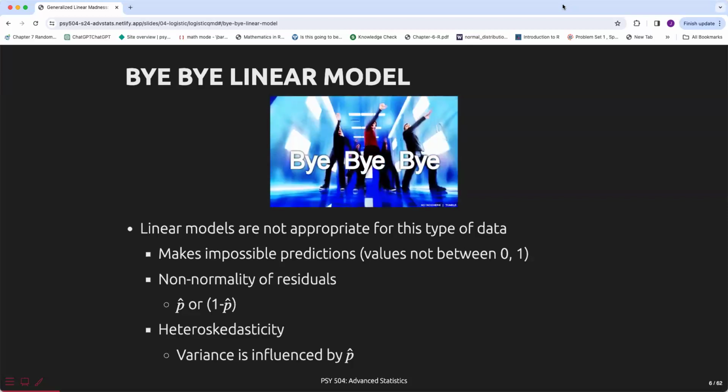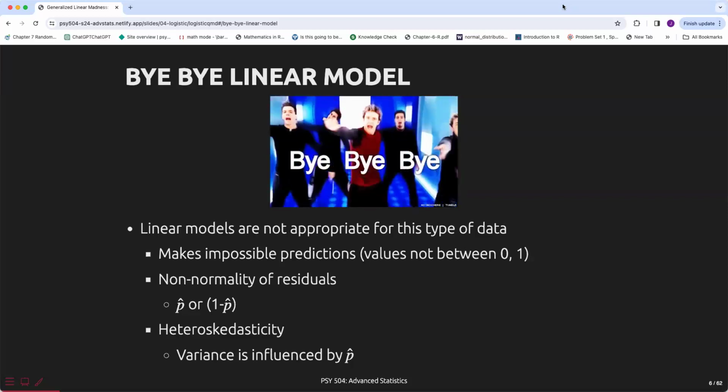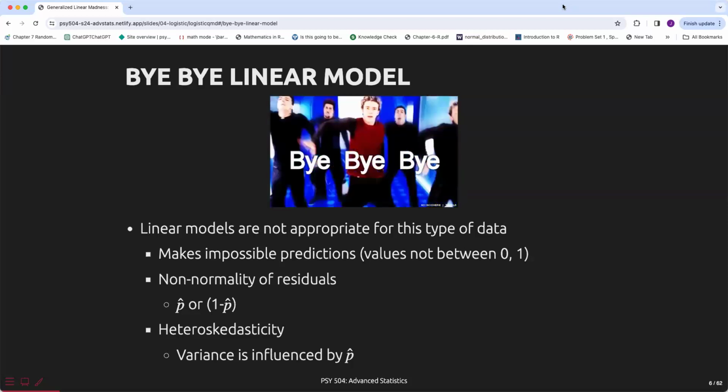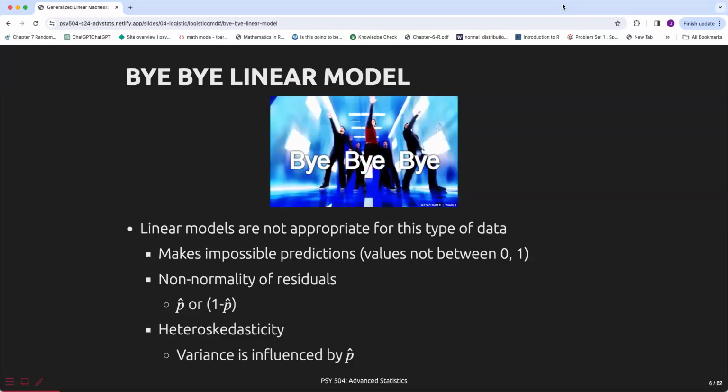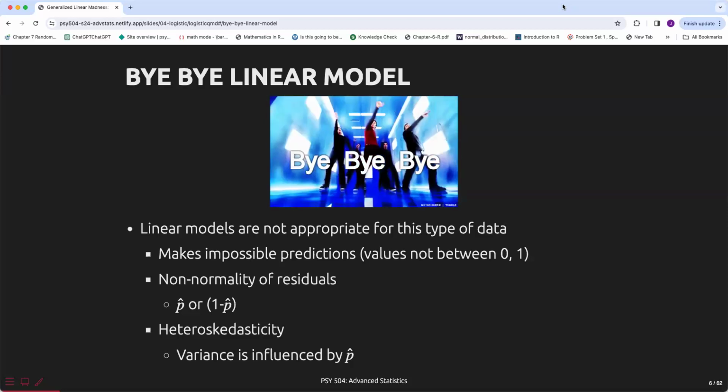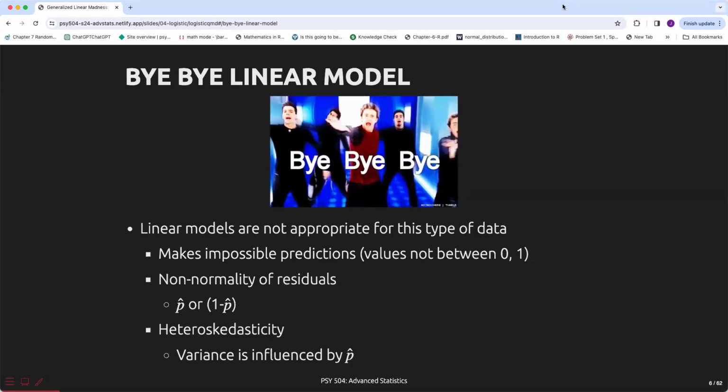I wish I had Abby's picture, but if you remember, she fit that linear model curve, right? It extended beyond the actual bounds of the data, right? So it can predict inaccurate values, which is problematic to me, especially when we're working with a dichotomous variable.